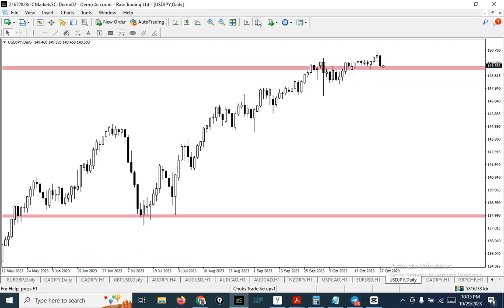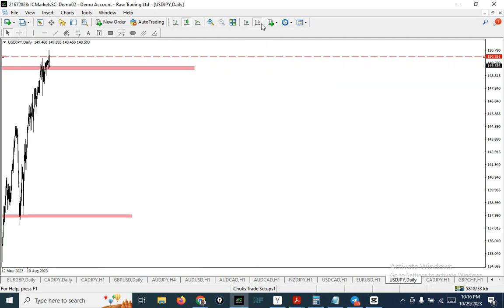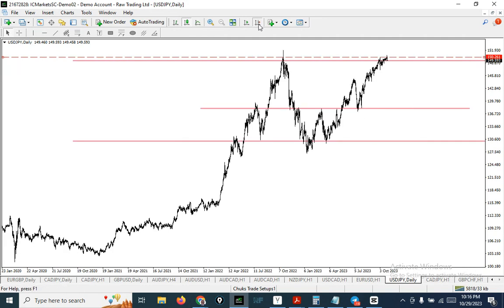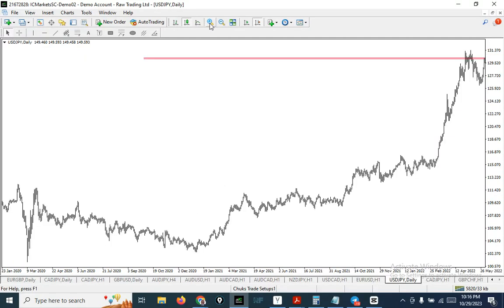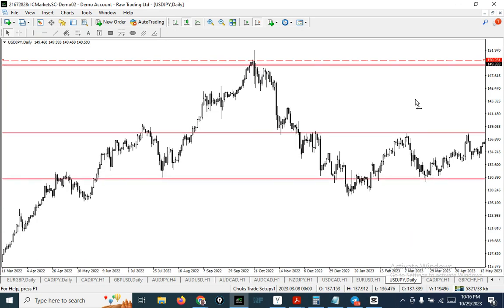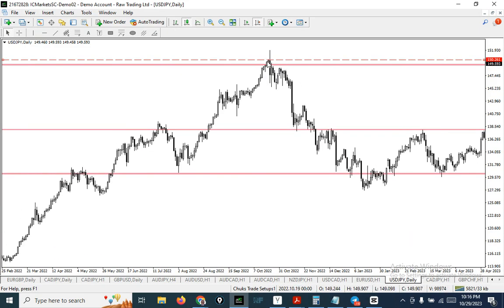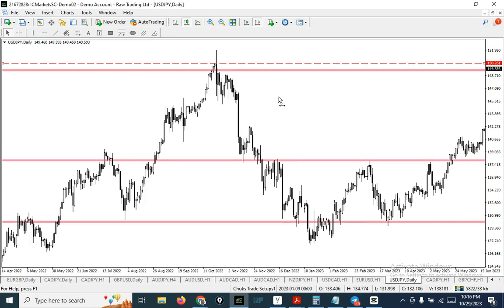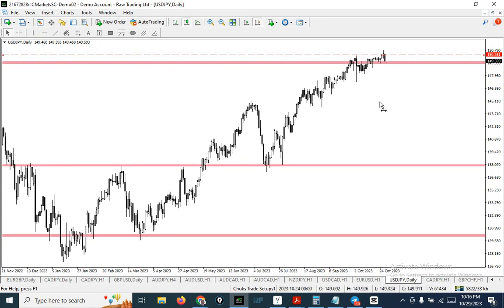Let me try to refine this chart further. I can draw a horizontal line here. Let me zoom in on this chart and see what's happening on the left hand side. Let me zoom in a little, reset this chart, move it to the left hand side. See, this is a structure swing point. This is also a structure swing point. So that level is important.